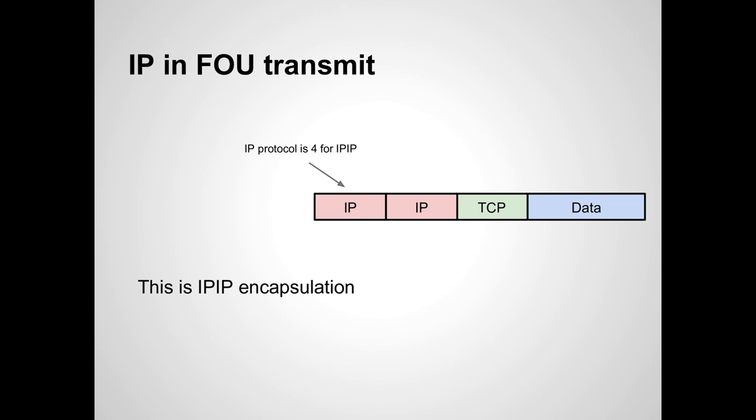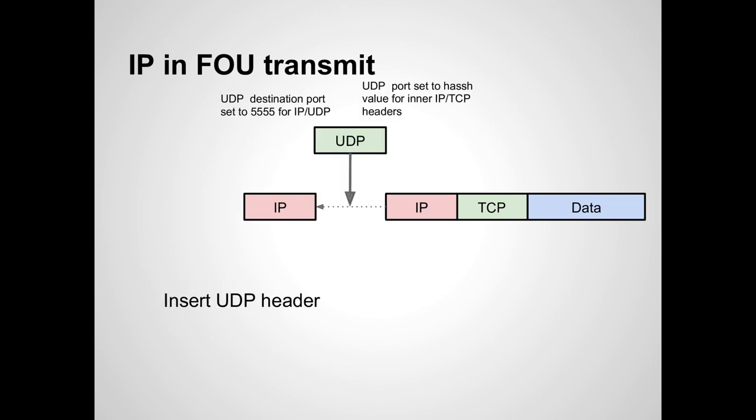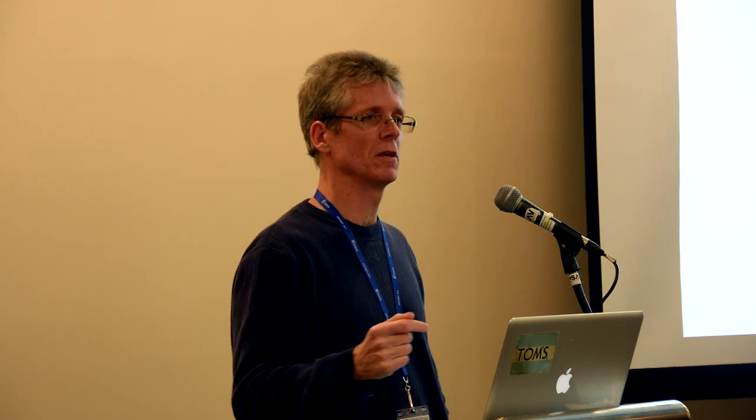However, the difference in this path is that we insert a UDP header between the two IP headers, with destination port set to 5555. And the UDP source port, as I mentioned, is going to be set to basically the five-tuple hash of the inner packet. So the inner IP and inner TCP addresses and ports are going to be hashed, and then we're going to compute a 14-bit value and put it into the UDP source port.